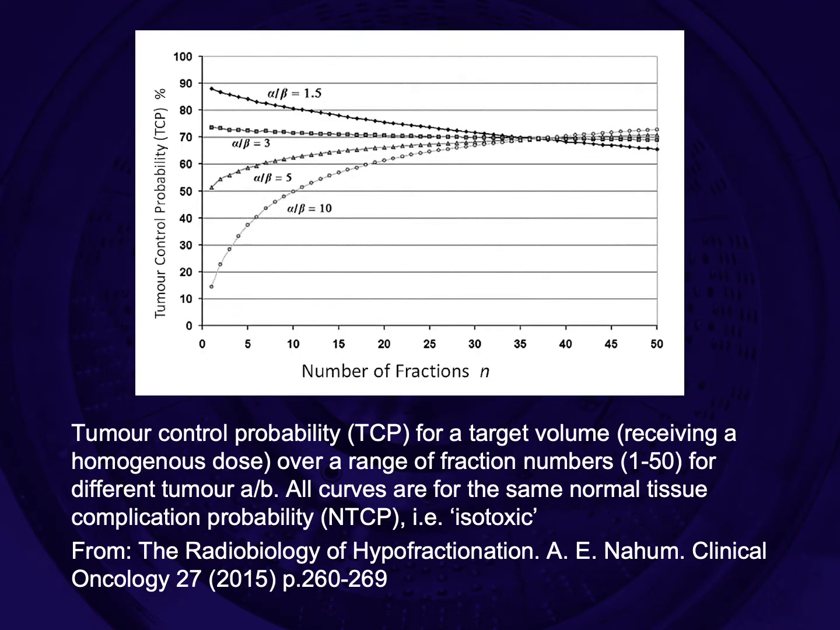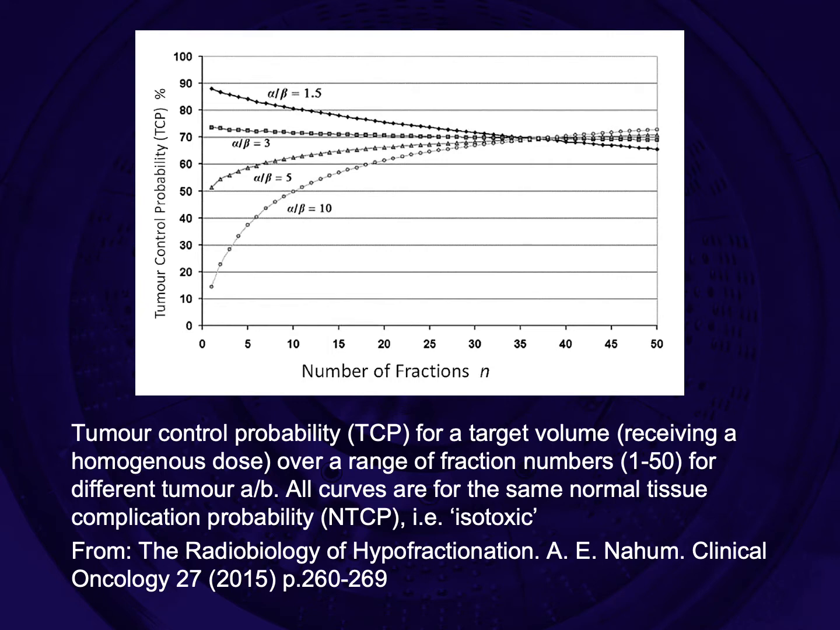This is a very nice graph which comes from a paper by Alan Nahum. It's well worth reading. What we're looking at here on the x-axis is the number of fractions, and on the y-axis is the tumor control probability for isotoxic doses. You can see here that if you have a tumor with an alpha beta ratio of 10, then clearly as you increase the number of fractions, you increase the tumor control probability from around 15% up to around 70% when you deliver the dose in 35 fractions. If your target has an alpha beta ratio of 5, you're going from somewhere around 50% increasing to around 70%.